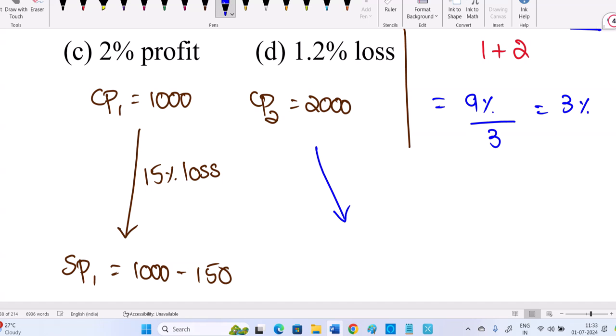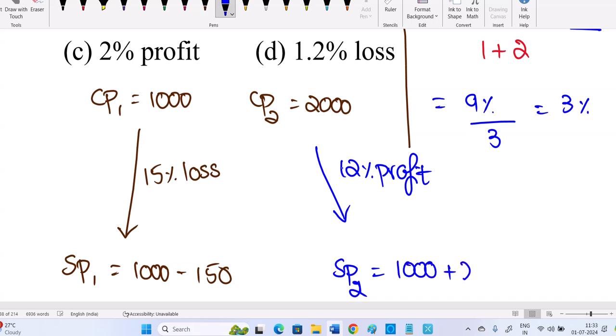Second one, 12% profit. So that is 240 here. 1% means 20. Removing two zeros gives 1%. 1% is 20. 12% is nothing but 12 into 20, 240. Selling price of the second one is 2000 plus 240. Okay. Now, how can you decide overall profit or loss? Overall selling price, overall cost price.